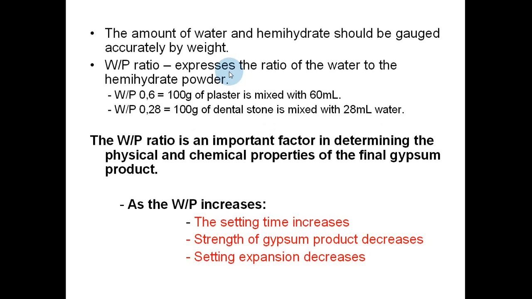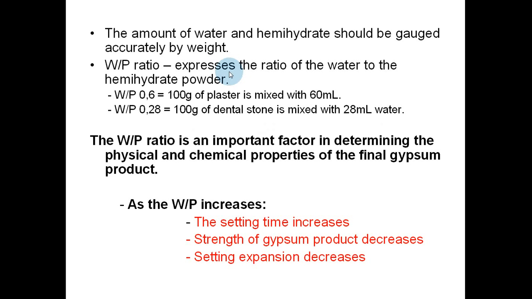The amount of water and hemihydrate should be gauged accurately by weight, so that the water to powder ratio expresses the ratio of the water to hemihydrate powder. The water to powder ratio 0.6 is where 100 grams of plaster is mixed with 60 milliliters of water. The water to plaster ratio 0.28 is where 100 grams of dental stone is mixed with 28 milliliters of water.